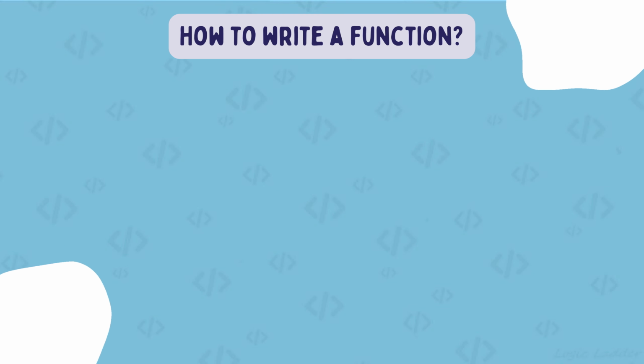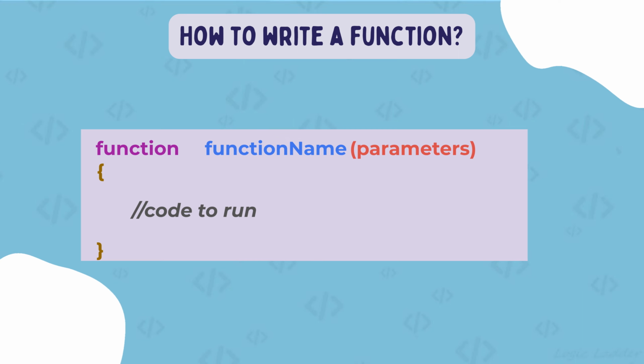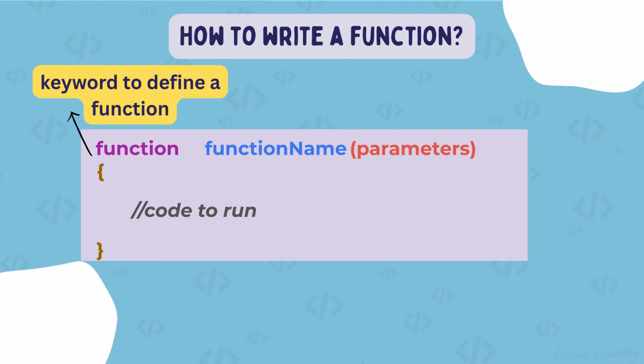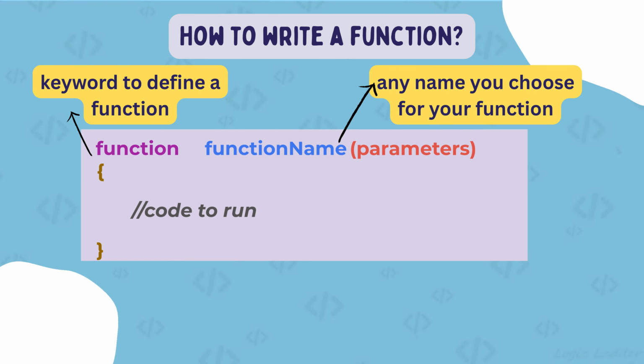Now let's see how to write a basic function in JavaScript. First, we use the keyword function. It is used to define a function. Then, we give it a name, like greet or say hello. You can give it any name of your choice. Write the name in camel case without spaces.